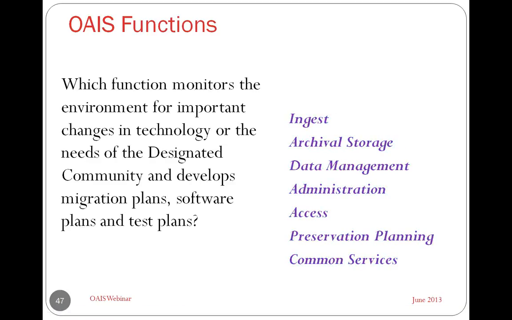Now this last function monitors the environment for important changes in technology or the needs of the designated community and develops migration plans, software plans, and test plans. And the correct answer is preservation planning. Yes. Now the final function is common services, which are the supporting services that you have to have in place for a computer system to operate and perform, such as backup, exception handling. The function has to be there, but we don't normally talk about it as part of the reference model.